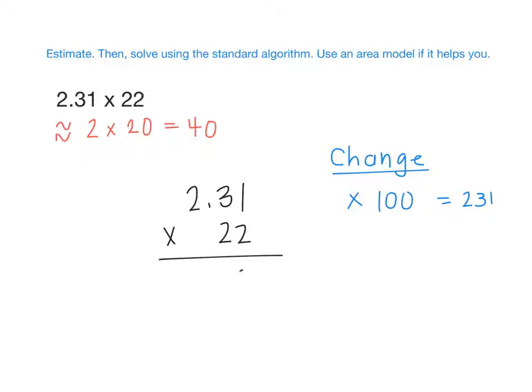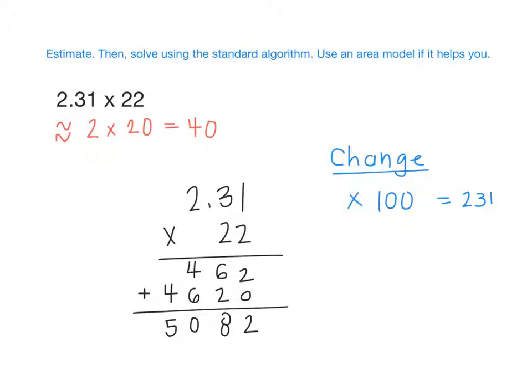2 times 1 is 2. 2 times 3 is? 2 times 2 is? 4. Now we are working in the tens, so I'm going to put a placeholder 0. 2 times 1 is? 2 times 3 is? 2 times 2 is? Okay, now I have my partial products. I'm going to add them up. When I add them up, I get 5,082.